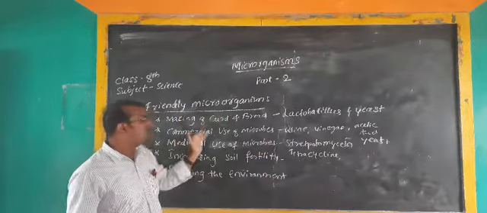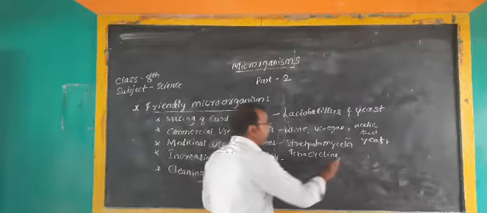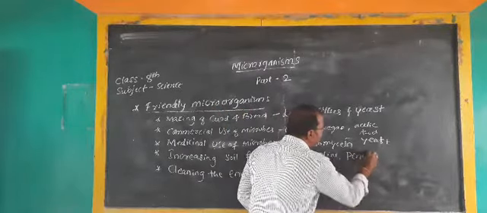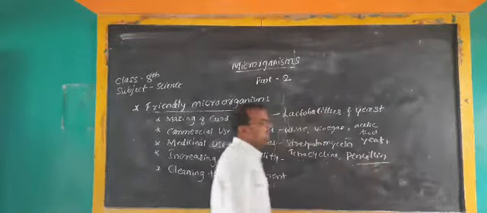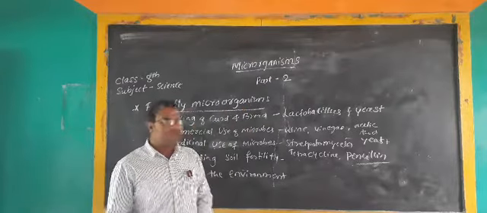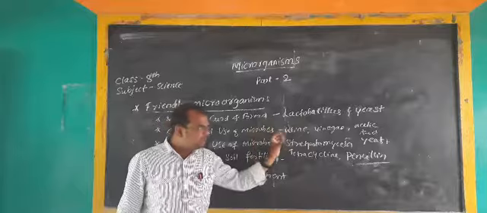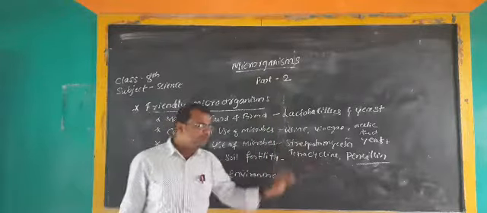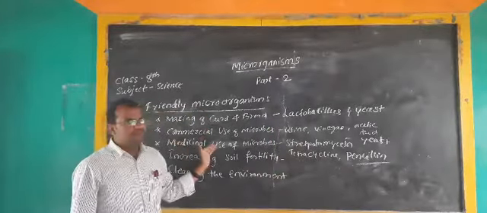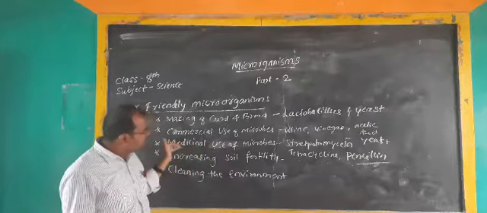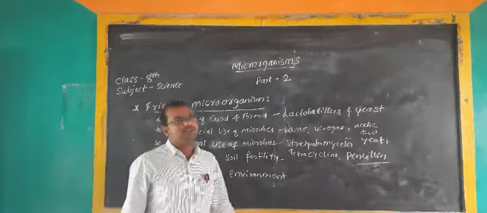So these are medicines, and have you heard the name penicillin? Penicillin is also a medicine which is prepared by using fungus. So these antibiotics or medicines are prepared by using microorganisms or microbes. So even in the medicinal way, microbes are useful to us.